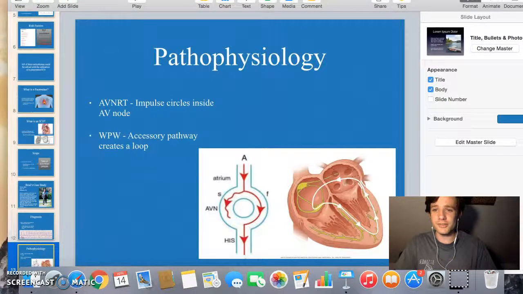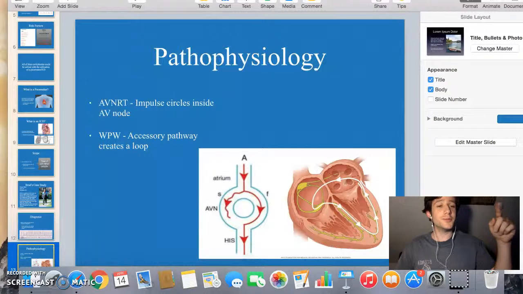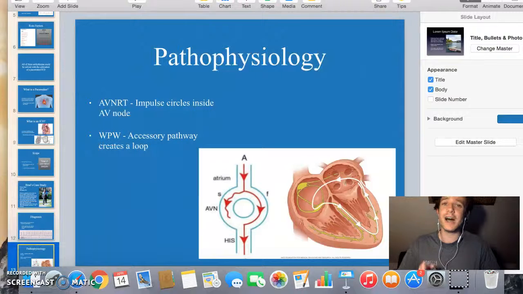So what's the pathophysiology for this? So there's two different ways that this can occur. There's AVNRT and there's Wolff-Parkinson-White syndrome. So AVNRT is basically when the impulse comes down the pathway. It comes from the SA node, travels down to the AV node. But when it gets to the AV node, instead of just naturally continuing down to the bundle branches into the Purkinje fibers, it starts looping around inside the AV node. And so it's looping and looping, and each time that it loops, it sends another signal down to the ventricles, creating another contraction. So that's what leads to such a high heart rate.